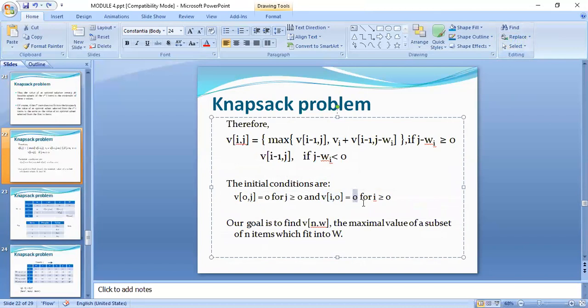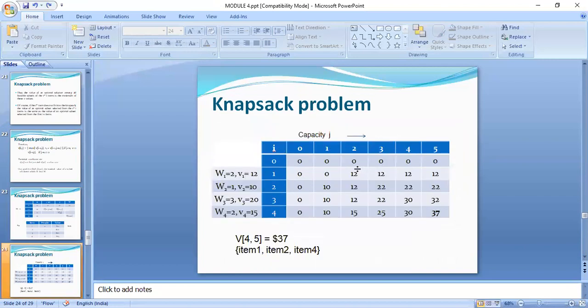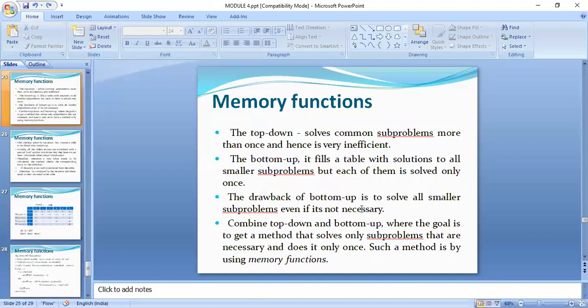Now our goal is to find out the value of n comma w. To find out the value of n comma w, you fill all the table and find out the solution. Here we are getting the solution by using all the 4 items with their corresponding weight and value. Maximum capacity is also given as 5. Based on that, you draw the table and fill the values.